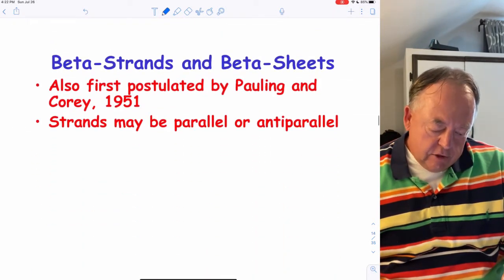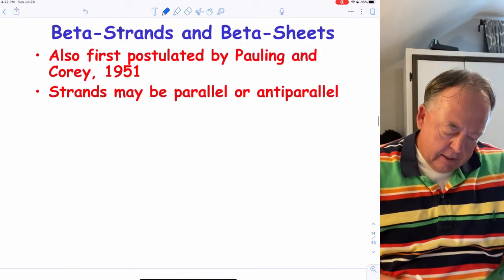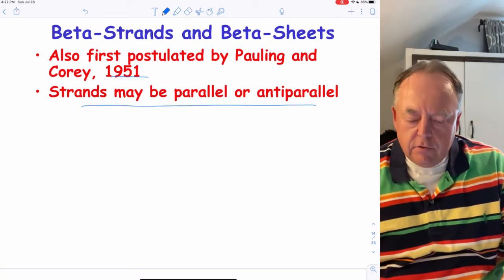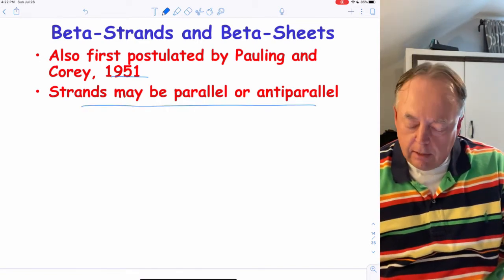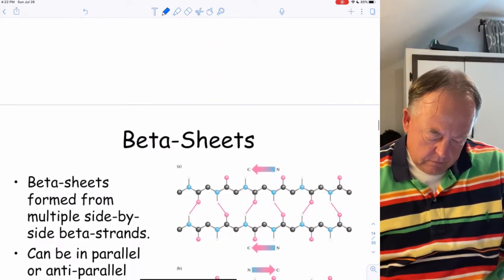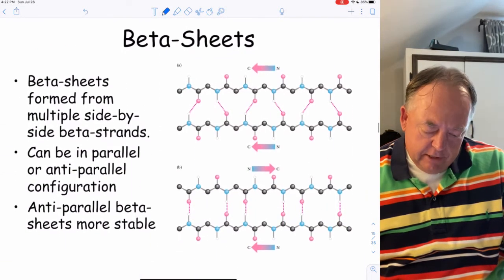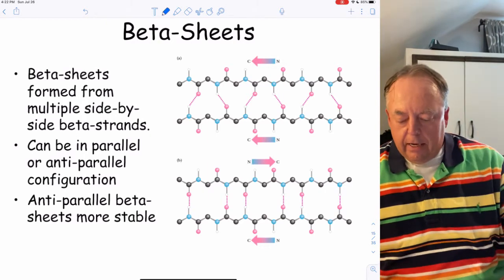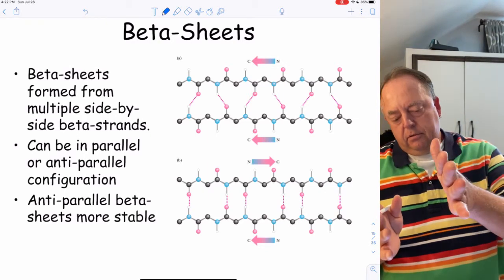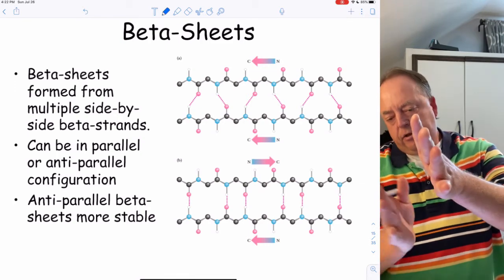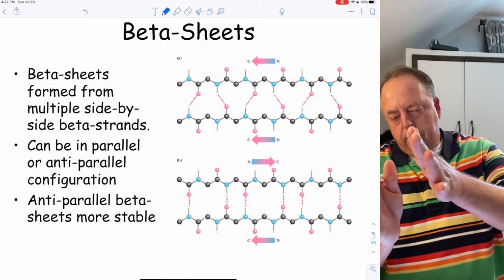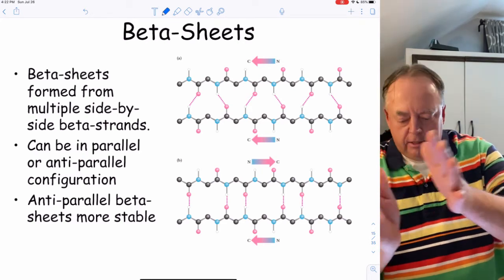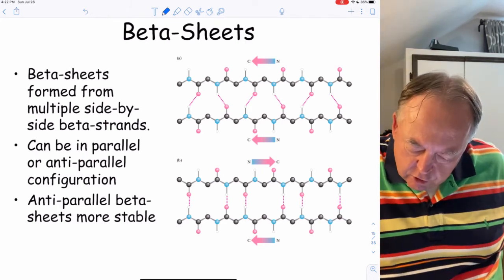Okay, so what are beta strands? So first postulated back in 1951. So beta strands can be what are known as parallel to each other, or anti-parallel to each other. So beta sheets, beta strands, they're just formed by, so you have the peptide chain and another peptide chain that are fairly linear, and they're interacting with each other through hydrogen bonding interactions. So that's what these dotted lines are trying to represent.